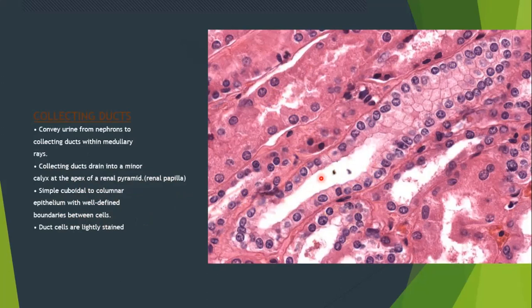Then we also have some cell types here. We have clear cells and the dark cells. So clear cells, their cytoplasm is clear like this one here. And dark cells, or the intercalated cells, their cytoplasm is somewhat darker staining. So the cell types of the collecting ducts are the clear and dark cells. The dark cells are also known as the intercalated cells.